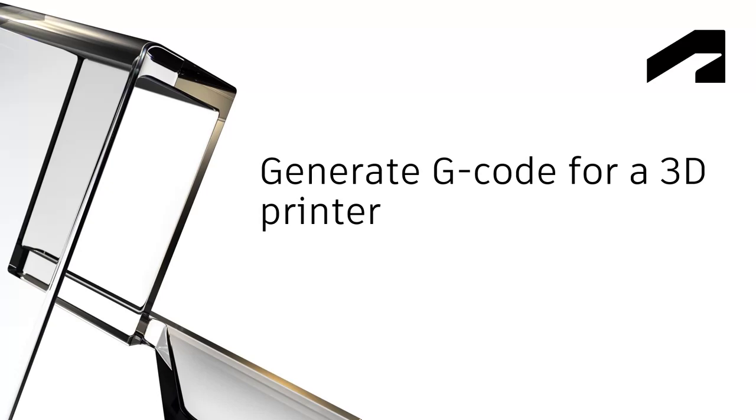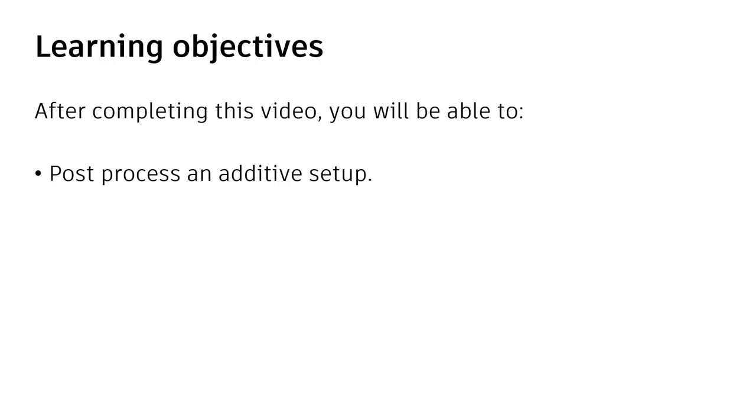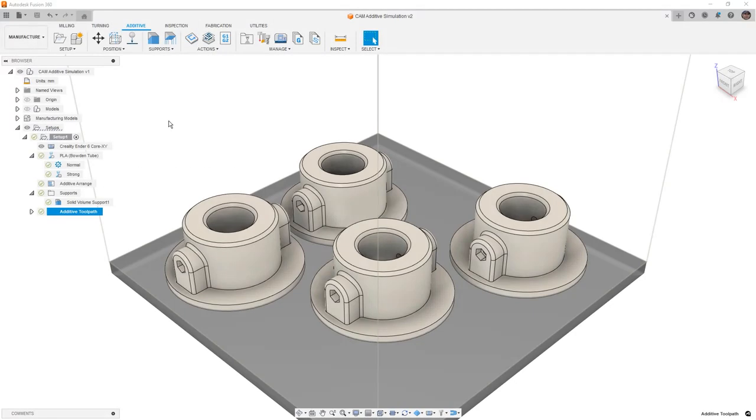Generate G code for a 3D printer. After completing this video, you'll be able to post-process an additive setup. In Fusion 360, let's carry on with our CAM additive simulation from the previous video.